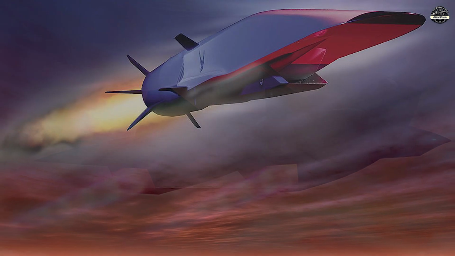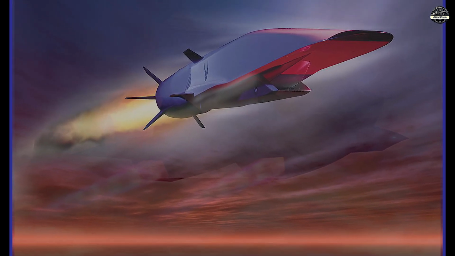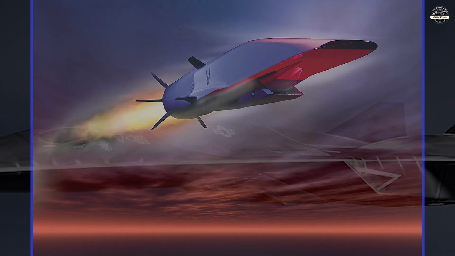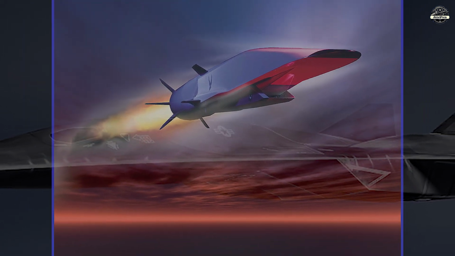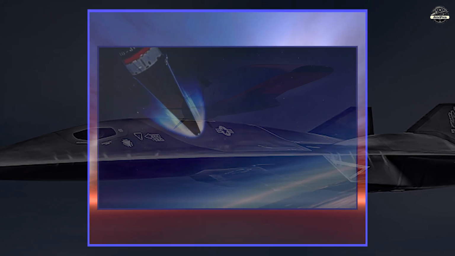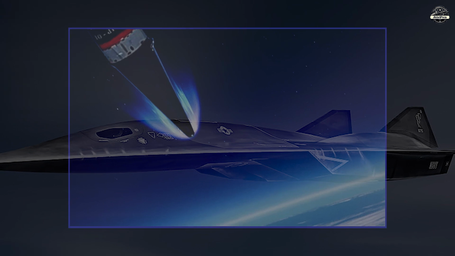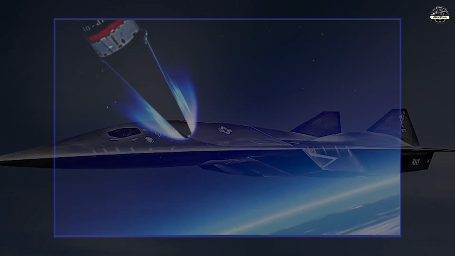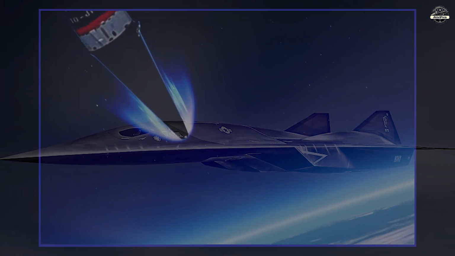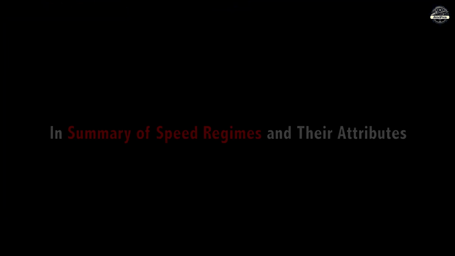These temperatures can reach thousands of degrees Celsius, posing significant challenges for materials used to construct hypersonic vehicles. Ensuring that the materials can withstand such extreme temperatures without compromising structural integrity is crucial for the success and safety of hypersonic flight.